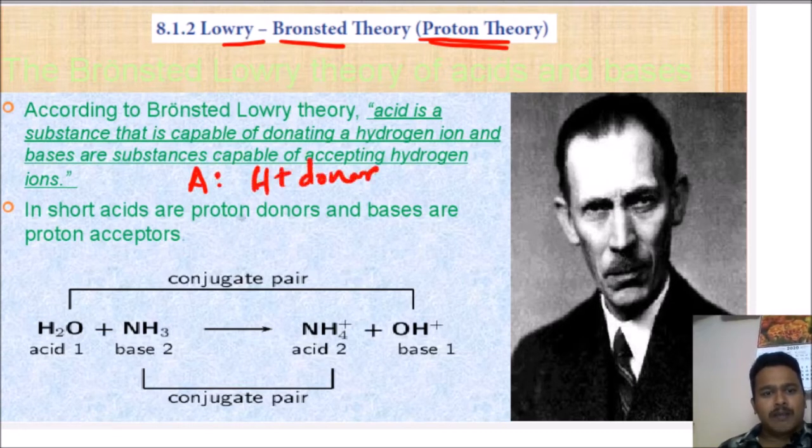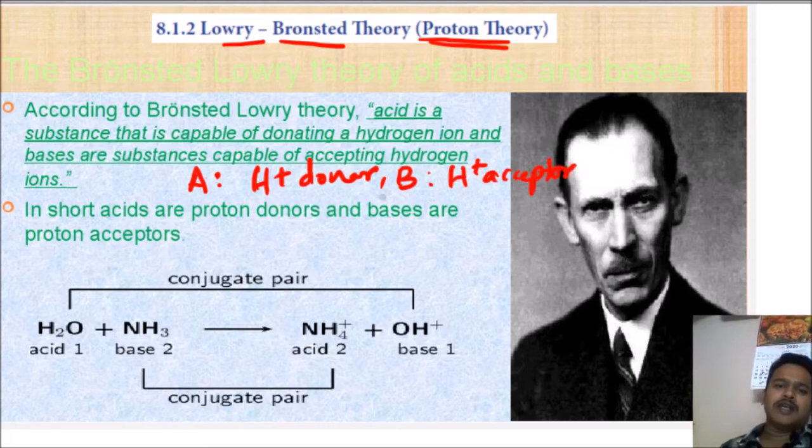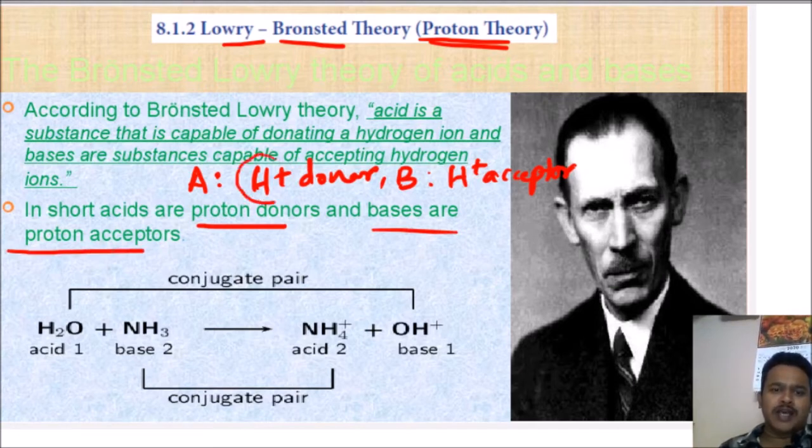Okay. What is a base? Base means H plus acceptor. That's it, over. One that donates H plus is an acid. One that accepts H plus is a base. In short, acids are the proton donors, and bases are the proton acceptors. This H plus is called a proton.